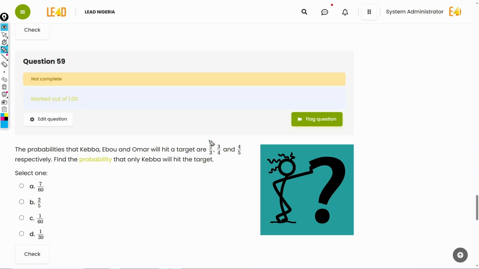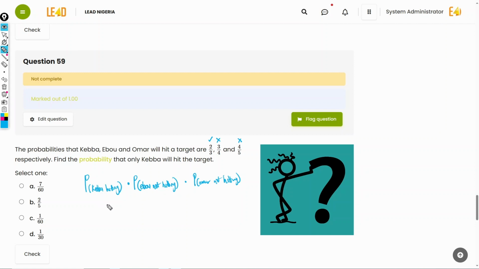So we're going to have this probability, but then we're going to have the negation of this one and the negation of this one. So that'll be the probability of Keba hitting, times the probability of Abu not hitting, times the probability of Omar not hitting.